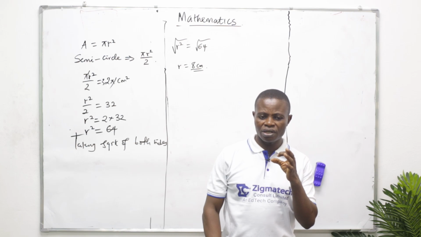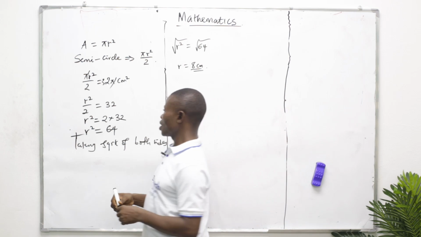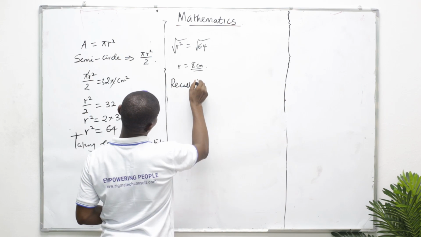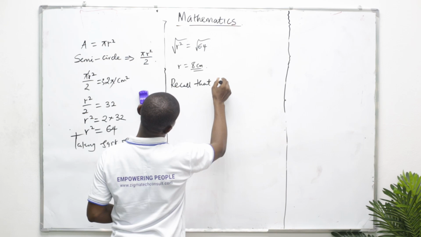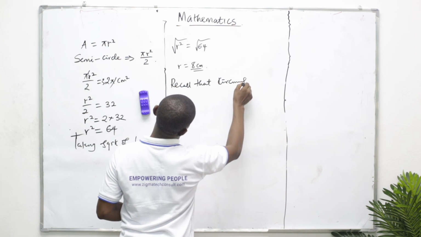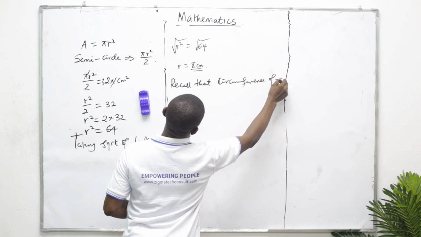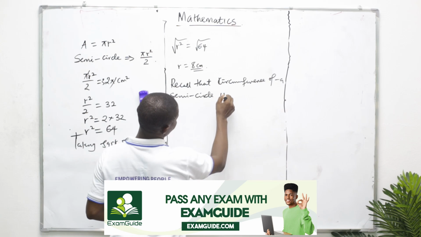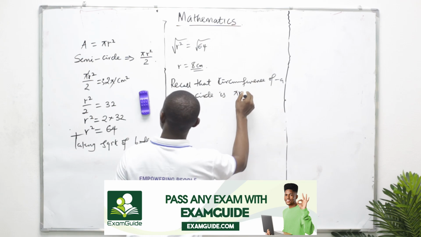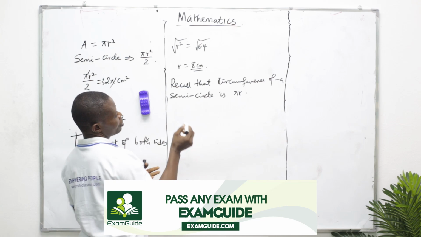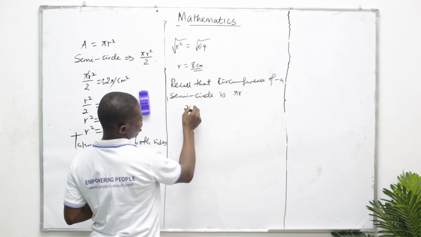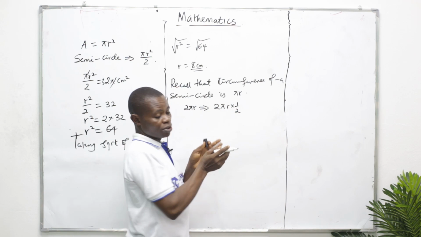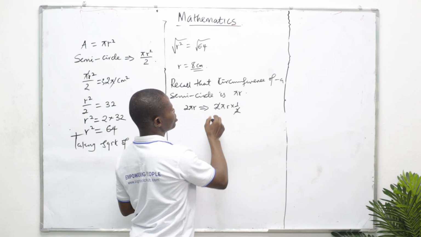Now calculate the circumference of the semicircle. Now we are talking about circumference. Recall that the circumference of a semicircle is pi r. Do you know why? Circumference of a circle itself is what? 2 pi r. This implies 2 pi r multiplied by half, because I told you that semi means half. 2 here gives us what?